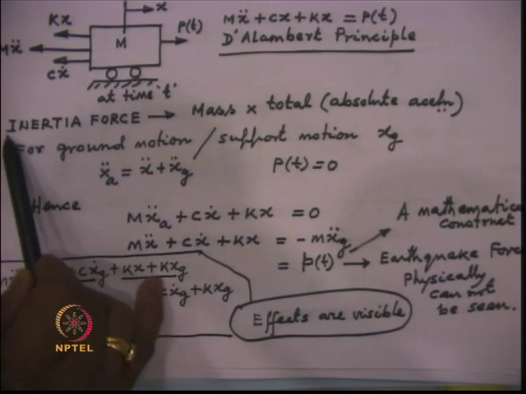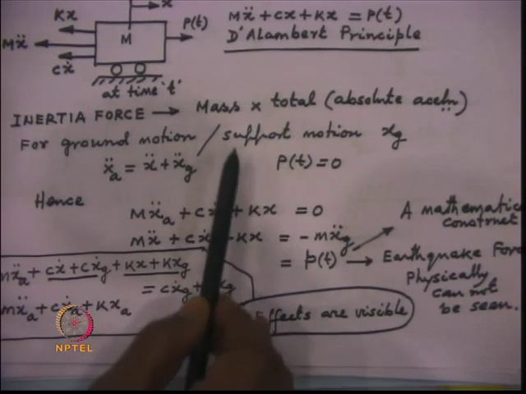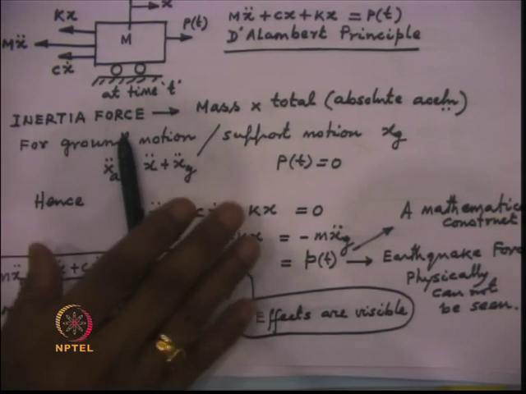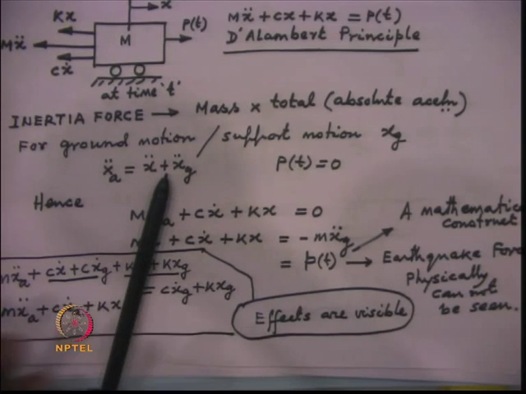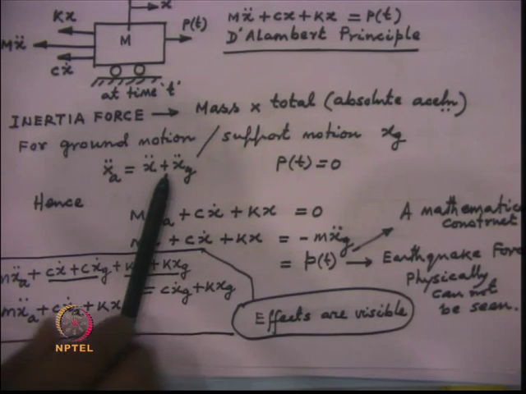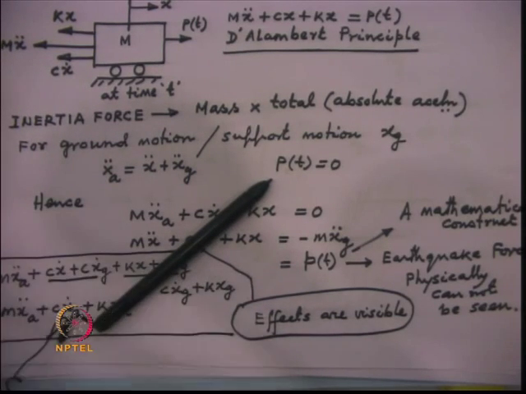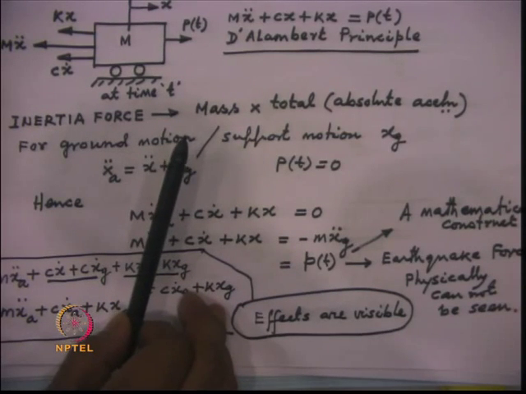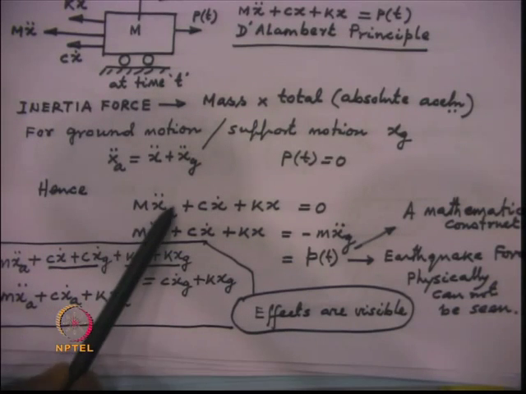Now, the most important thing here is that the inertia force is equal to mass times the total or absolute acceleration, if it is present. In the previous case, we did not have any absolute acceleration, because x double dot itself was the total acceleration as there was no movement of the support. But if there is a movement of the support, then the inertia force which is generated is equal to mass times the total acceleration of the system. So, that is what we write over here.